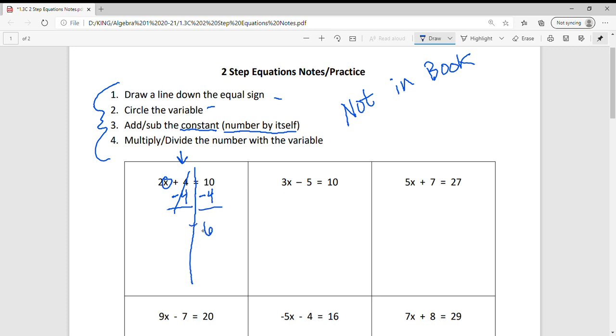Bring down my equal sign and bring down the 2x. So then the opposite of 2 times x, I'm going to divide by 2. Come over here to this side, divide by 2. So 6 divided by 2 gives me 3. So there's my answer. X equals 3.